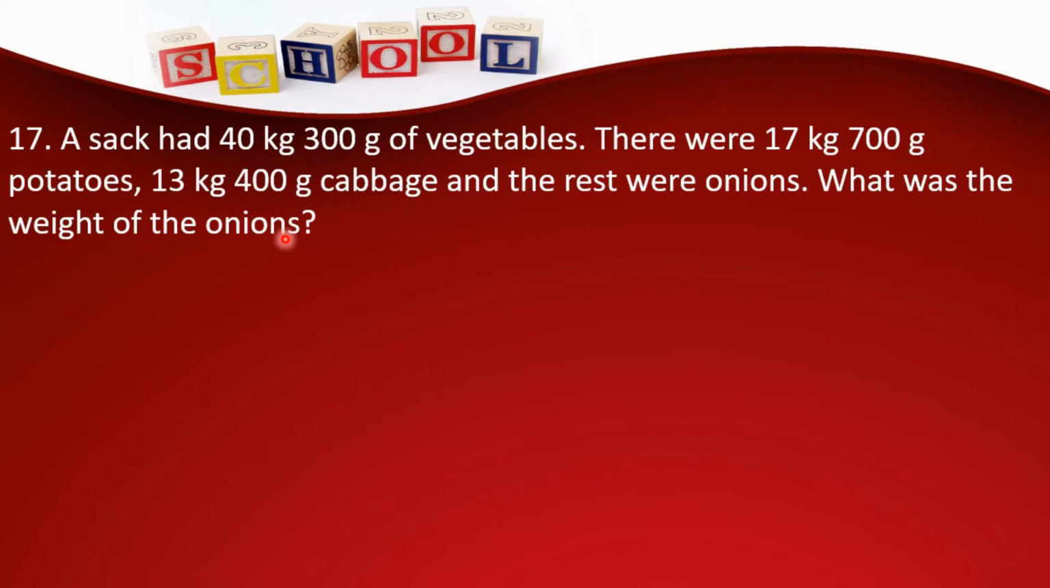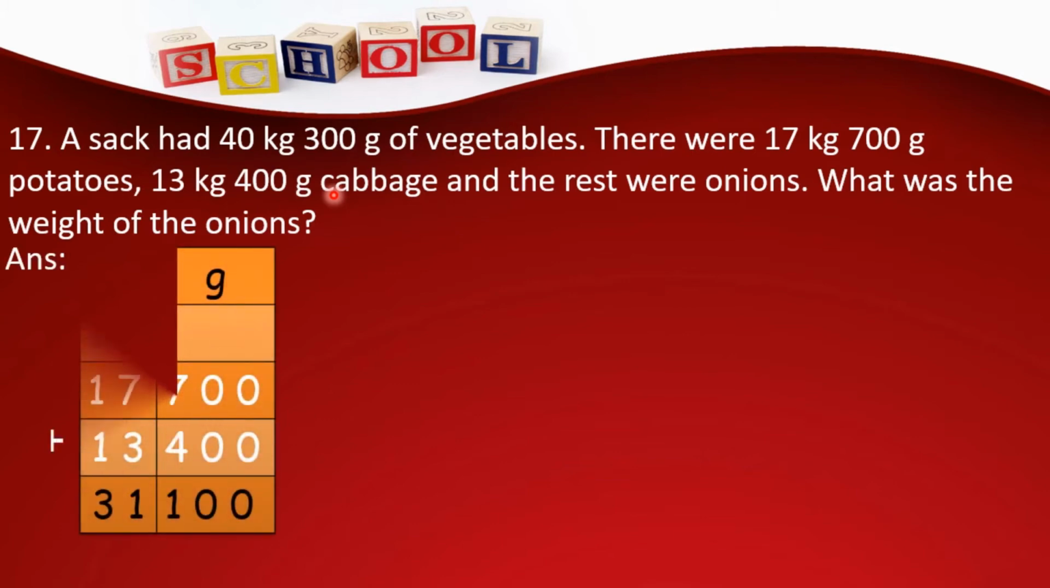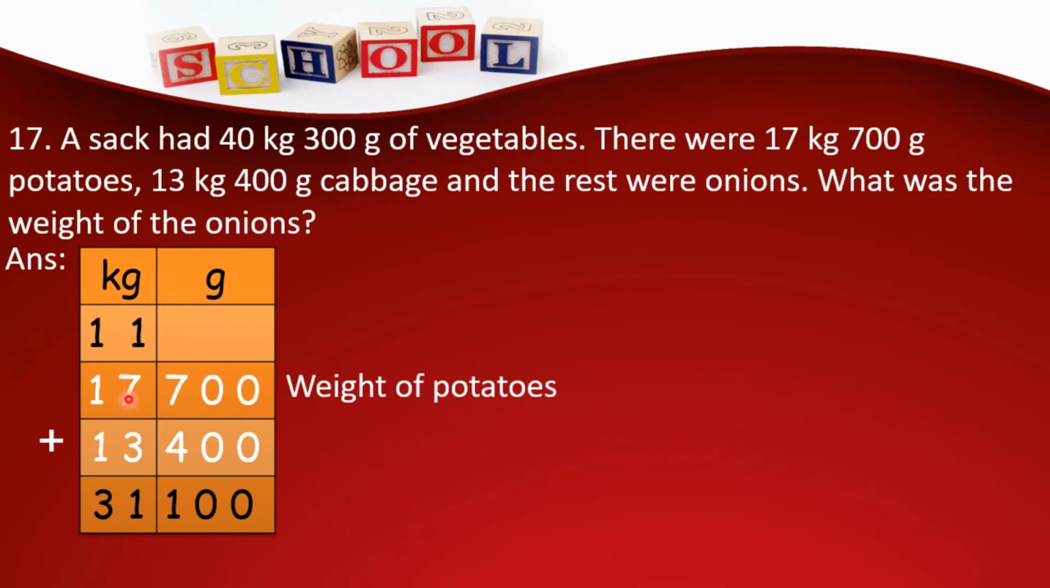So first, let us add the weight of potatoes and cabbage. We make a table in which we have two columns, one for kilograms and one for grams. We know that the potatoes are 17 kilograms and 700 grams, and the weight of cabbage is 13 kilograms 400 grams. So let us add these two, and after adding we get the total weight of potatoes and cabbage is 31 kilograms and 100 grams.